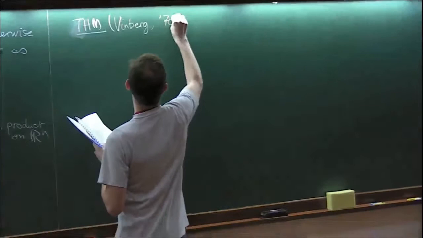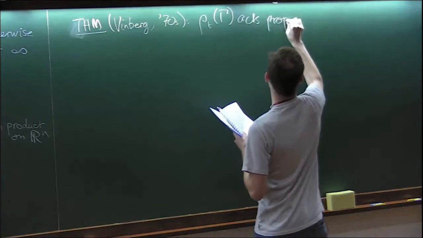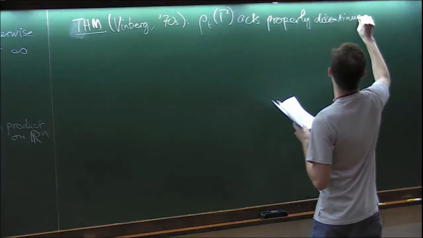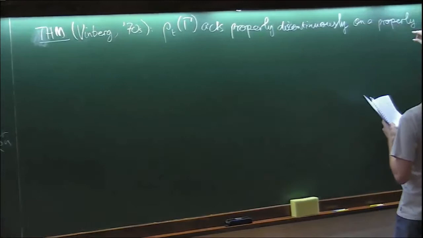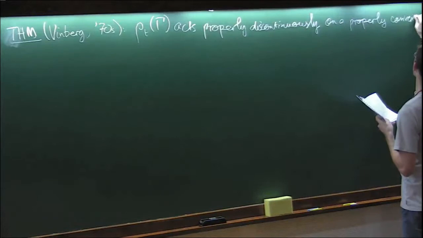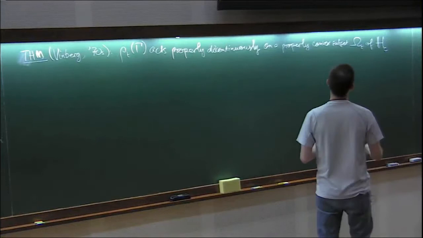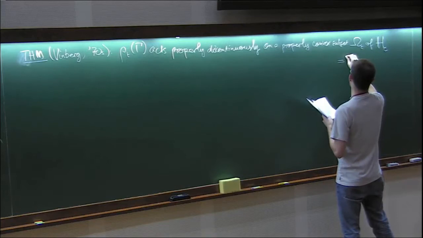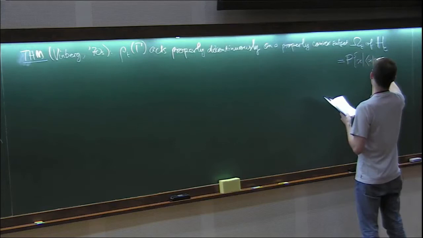Saying that this representation, rho t of gamma, acts properly discontinuously on a properly convex subset omega t of what I'm going to call the hyperbolic space H_t. Properly convex means convex and bounded in some affine chart. It's not a Euclidean hyperbolic space. It's just the projectivized cone of negative vectors, x's such that x paired with itself is negative.